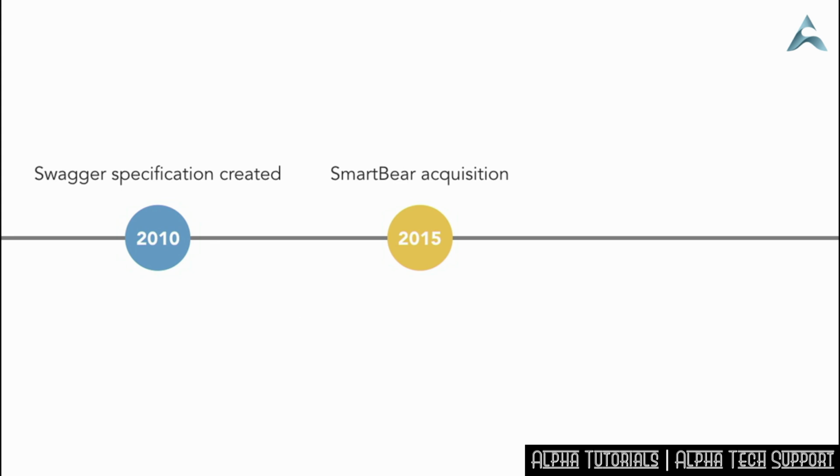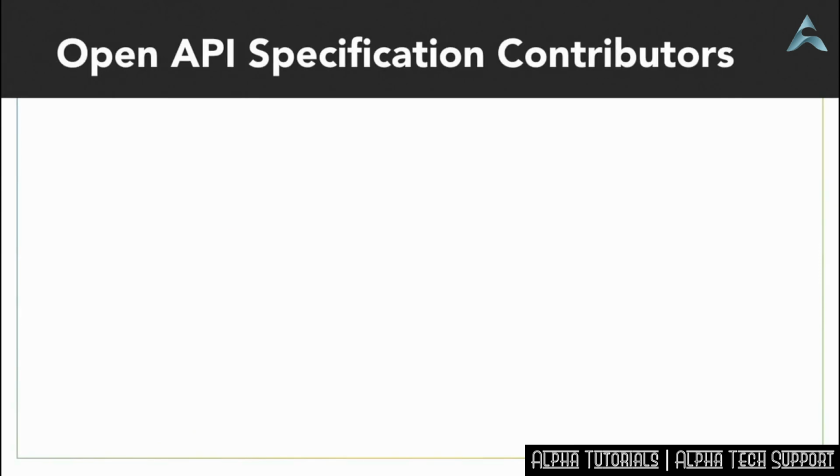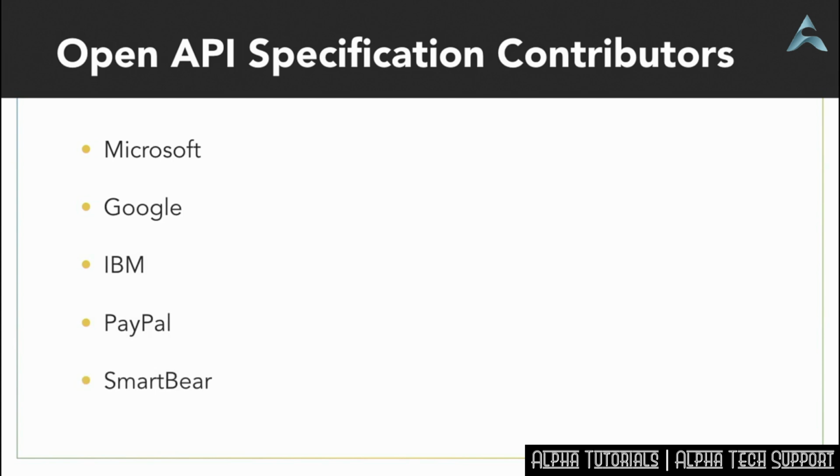As time passed, Swagger gained popularity amongst several competing API description languages and was acquired by SmartBear in 2015. In order to keep the specification vendor neutral, SmartBear donated the Swagger specification to the OpenAPI initiative, who renamed it the OpenAPI Specification. The OpenAPI initiative is a collaborative working group focused on development of the OpenAPI Specification, which was formerly the Swagger specification. Members of the OpenAPI initiative include prominent organizations such as Microsoft, Google, IBM, PayPal, and SmartBear.